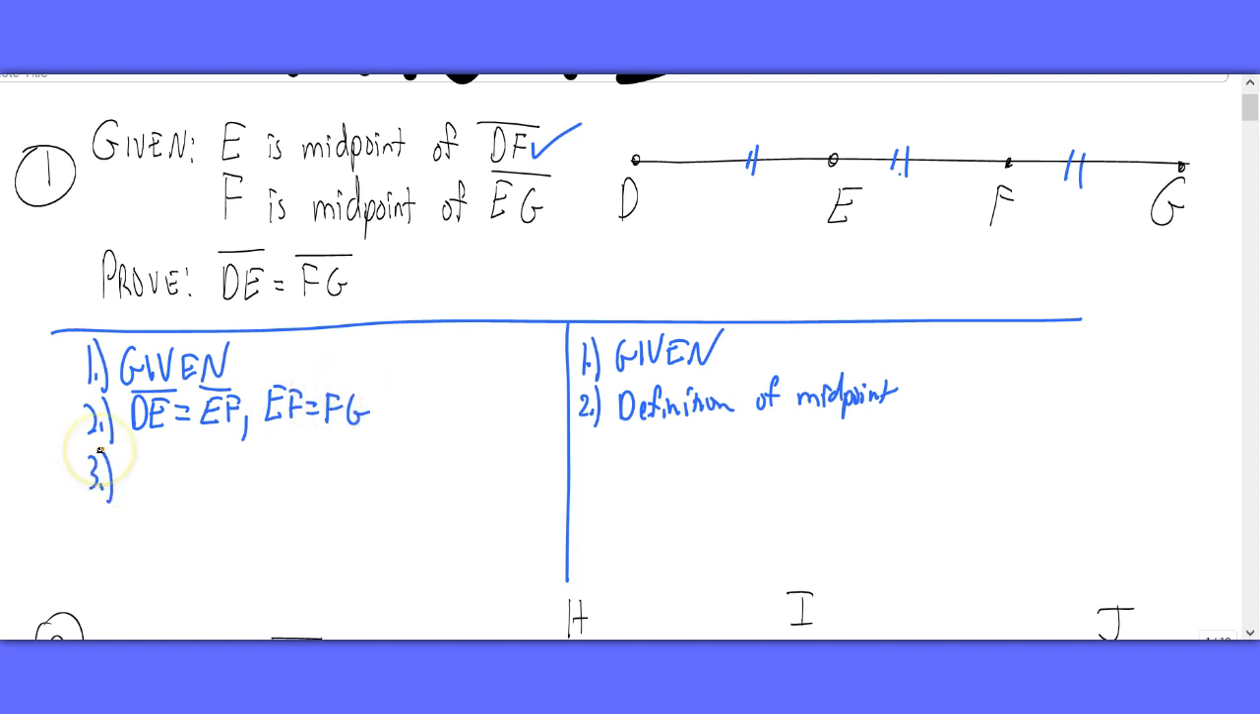Step number 3, I'm going to look at my prove statement. I want to get DE equals FG. So here is segment DE equal to EF. Here is that same EF equal to FG. So then we can say that DE is equal to FG, and that is by the transitive property.